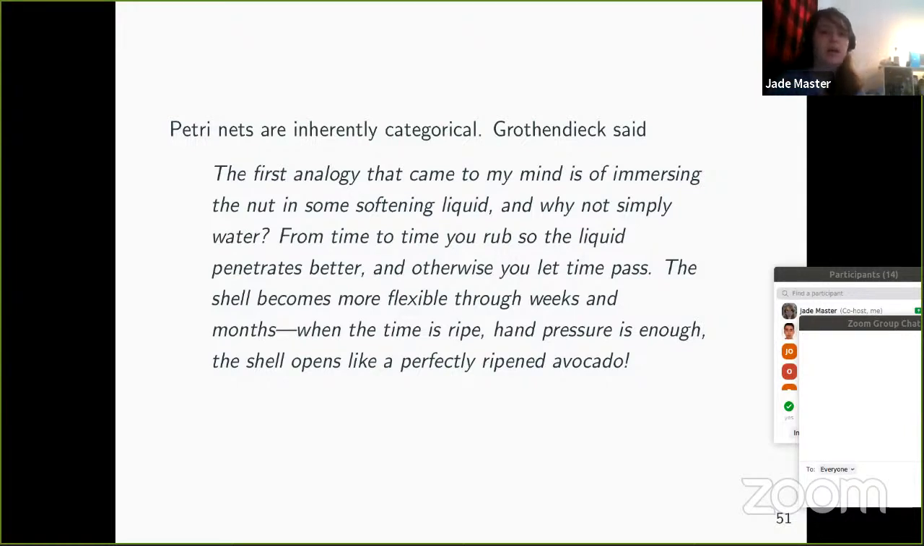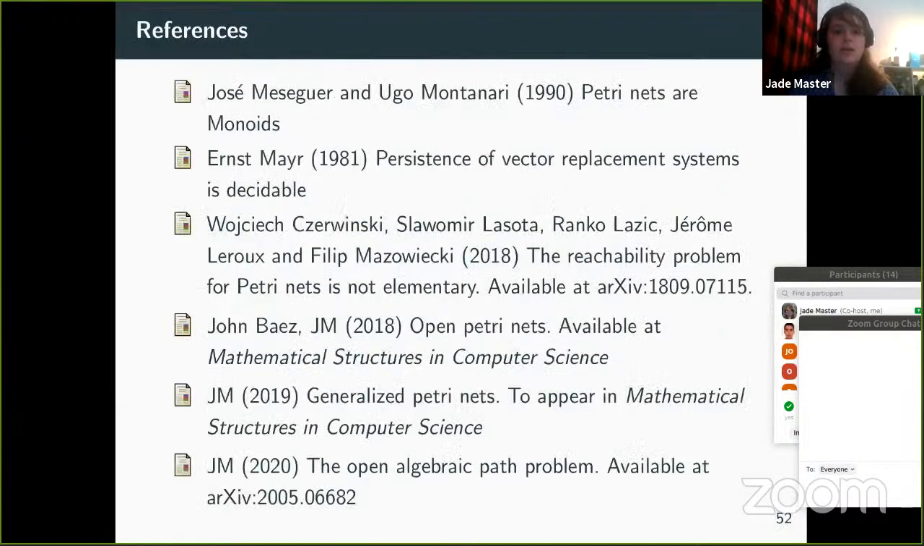We're not trying to solve the reachability problem directly. We're just trying to build a lot of structure around it until we get nice insights which just start popping out. And here are the references. And that's all I have to say.